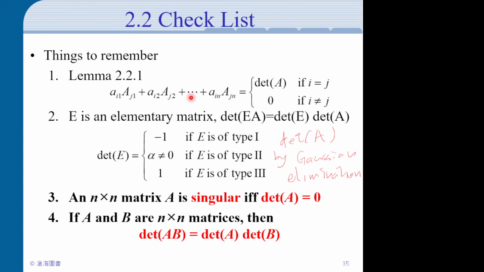And here's the checklist. So we have the technical lemma that we use to calculate the determinant of the row addition and subtraction. And once again, elementary matrices, then elementary matrices have these 3 determinants, and those 2 big theorems: A is singular if and only if delta A equals 0, and delta AB equals delta A times delta B.